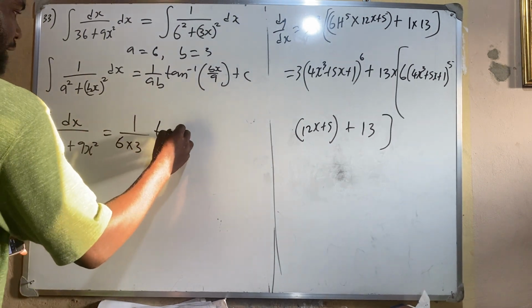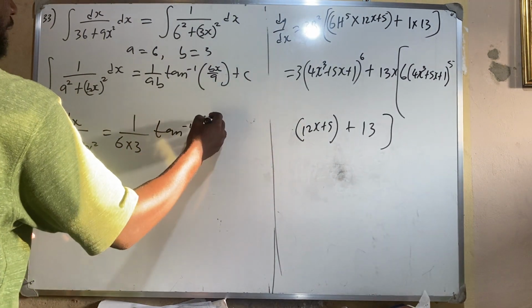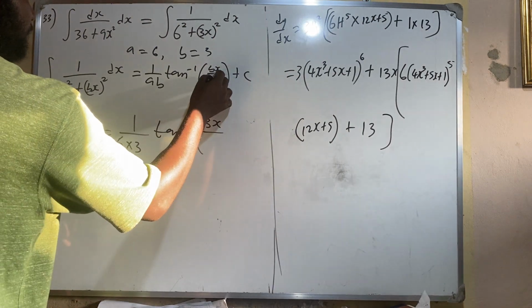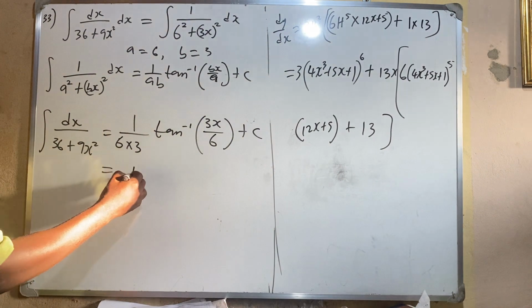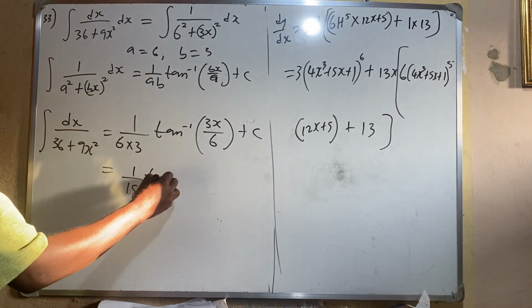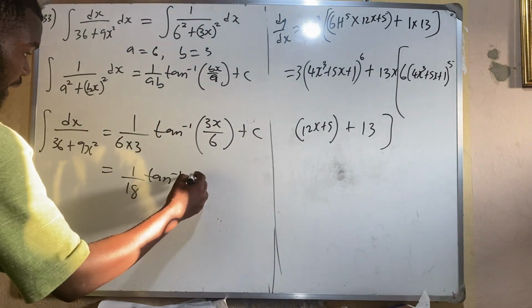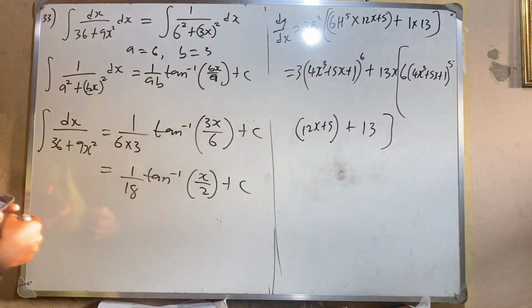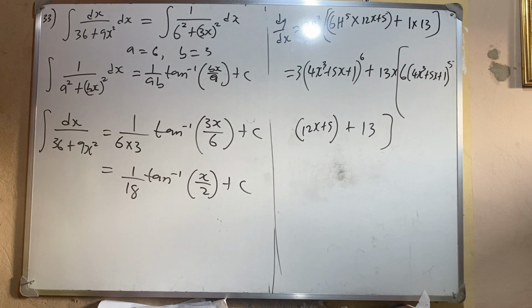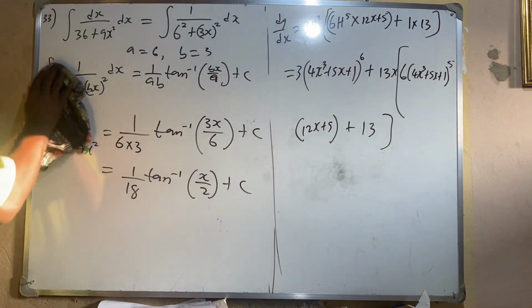Then the tan inverse of 3x over 6, then plus a constant. So I'm having 1 over 18, then tan inverse of x over 2, then plus a constant. So that is my own answer. So check your own to know which is correct. Yes, I think option C is very, very correct. So that is that. We move to the next question.